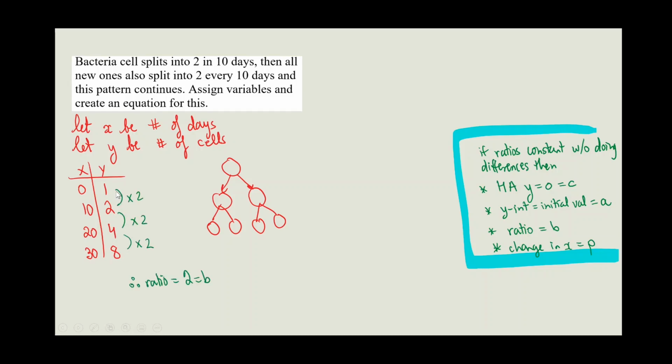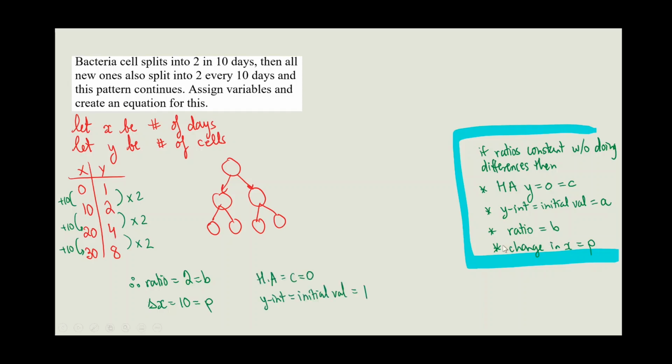Here, we have a ratio that's visible right away. There's definitely multiplication by 2 as you go down along the y-axis. And there is an addition of plus 10 for changes in x. So the ratio 2 will be our b. The change in x, the 10, will be our p. Okay, so that's the 2 things on the bottom over here that we summarized.